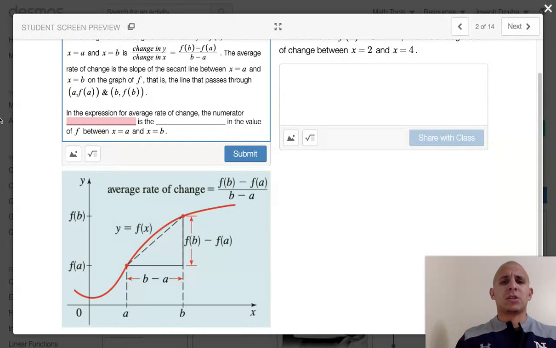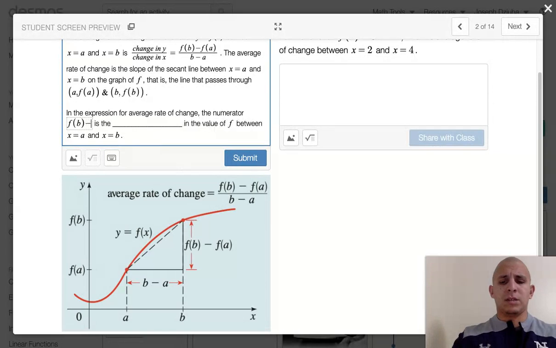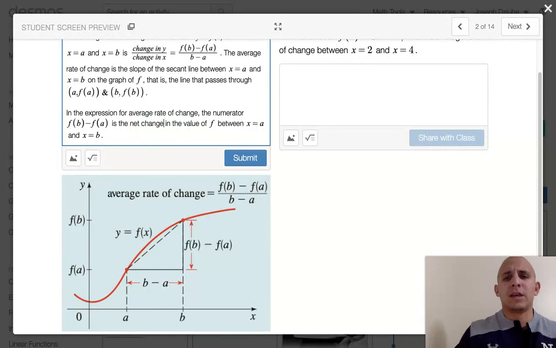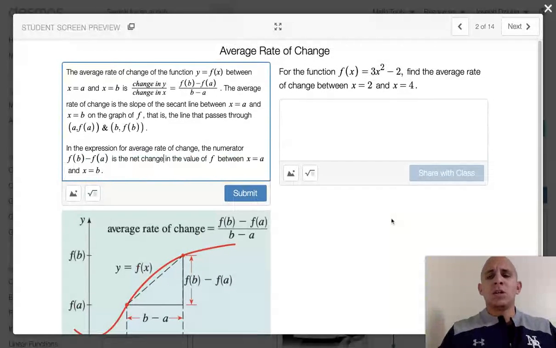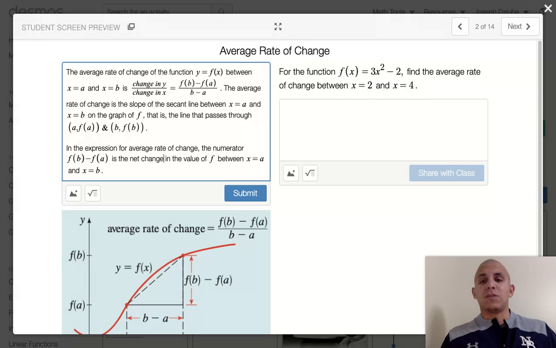In the expression for the average rate of change, the numerator f of b minus f of a is the net change in the value of f between x equals a and x equals b. So with that being said, I'd like for you to take a moment here to, with this function, determine the average rate of change between x equals 2 and x equals 4.